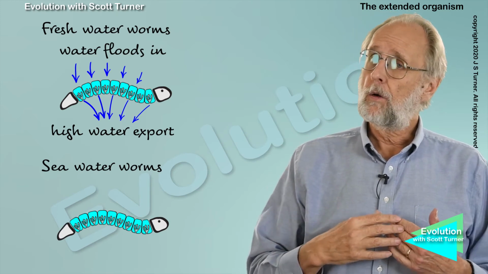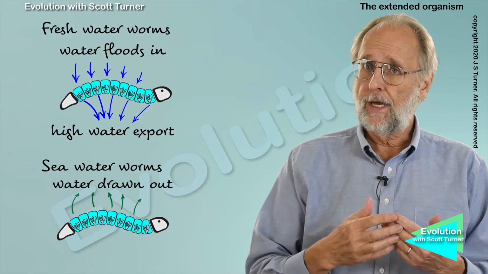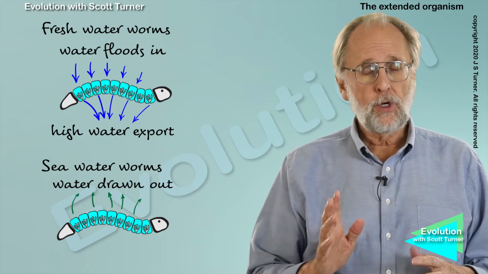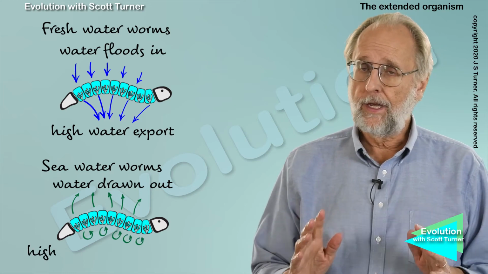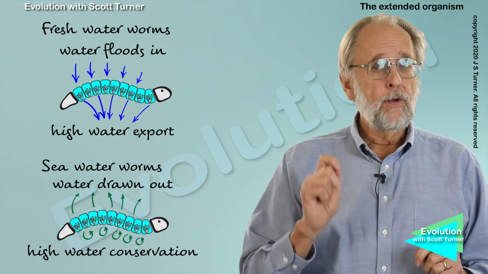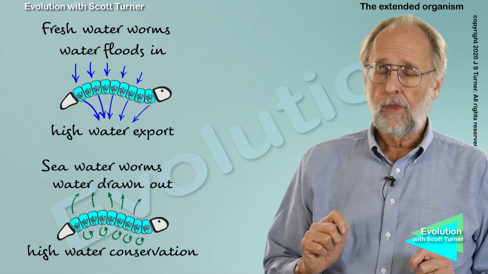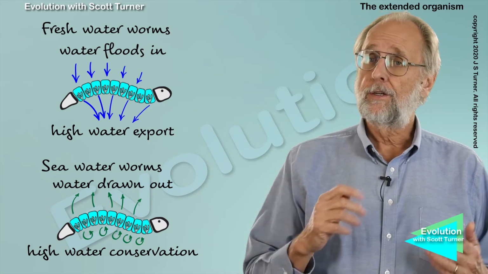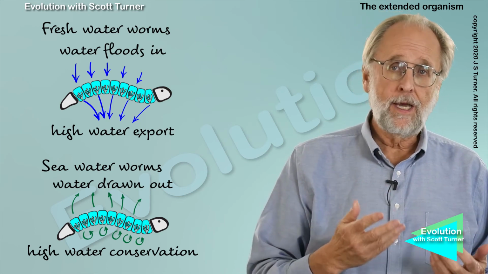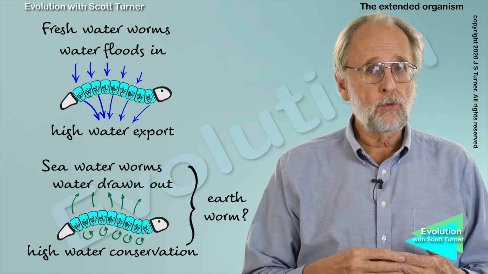In seawater, water is drawn continuously out of the worm's body. Their kidneys have to be structured toward an entirely different aim, namely water conservation. Now, here's the peculiar bit. An earthworm lives in a drying environment. That is, earthworms face the same adaptive problems that marine worms do.